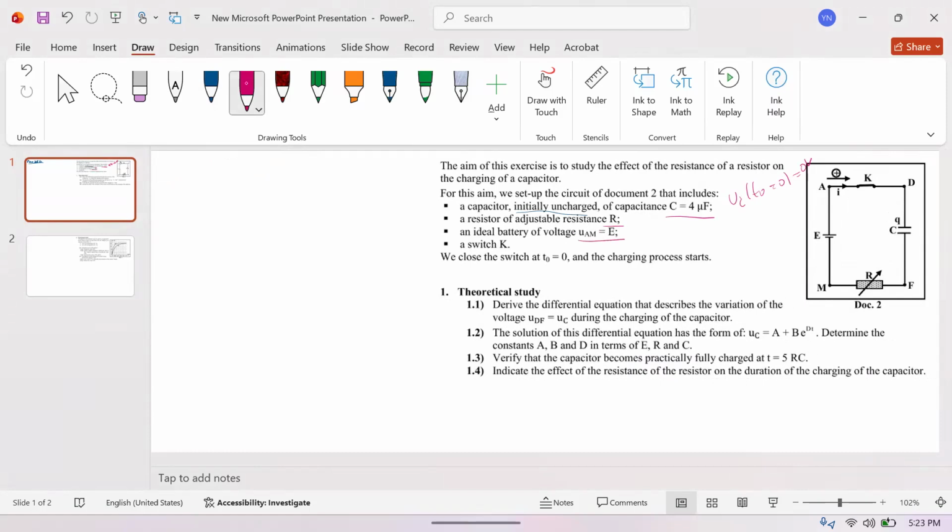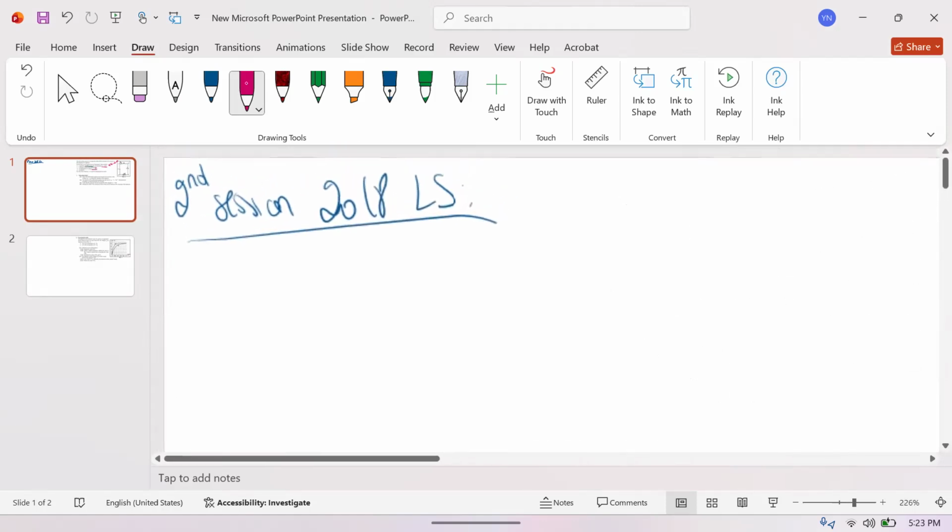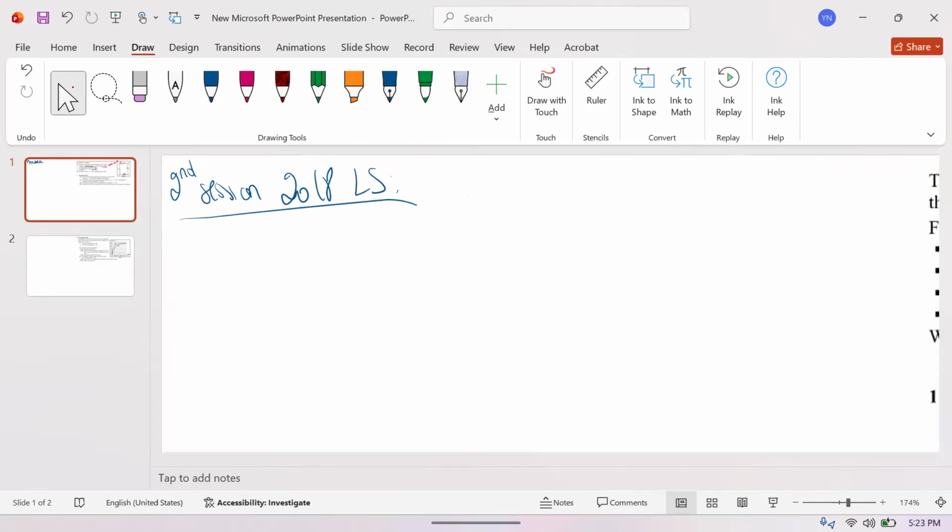Now, we have the first part, theoretical study: derive the differential equation that describes the variation of the voltage. And I think this is really easy by now. If you find it hard, you can go back to the previous videos. I solved that around 4 times. So this will be very easy if you watch the previous videos and you decompose the question into steps as I just did. Okay, so to find a differential equation for UC, we start the first step by the law of addition of voltages.